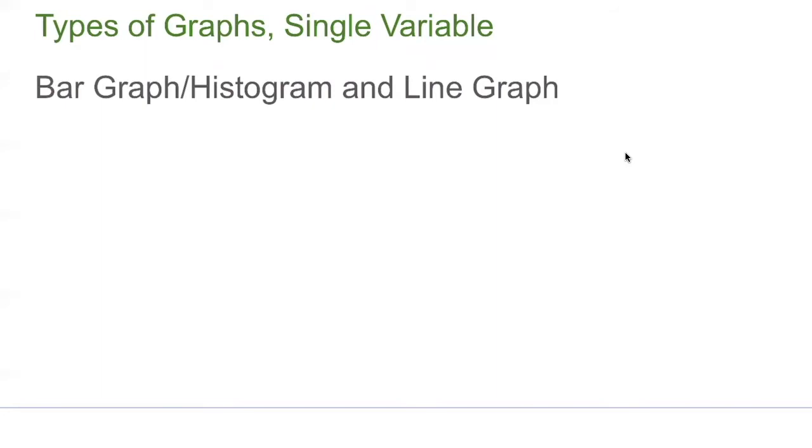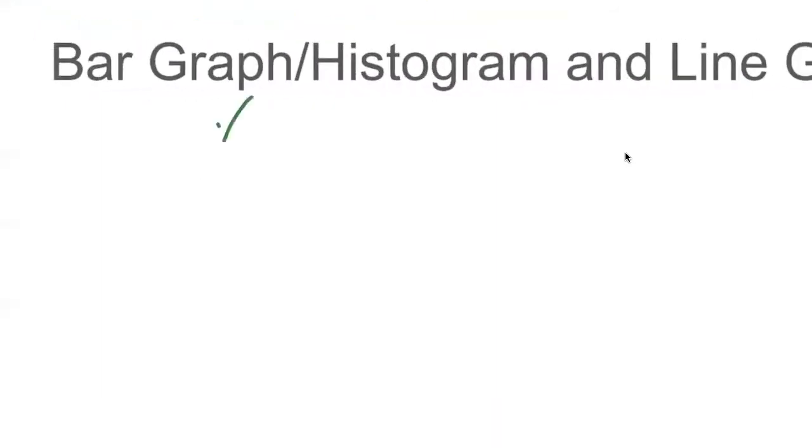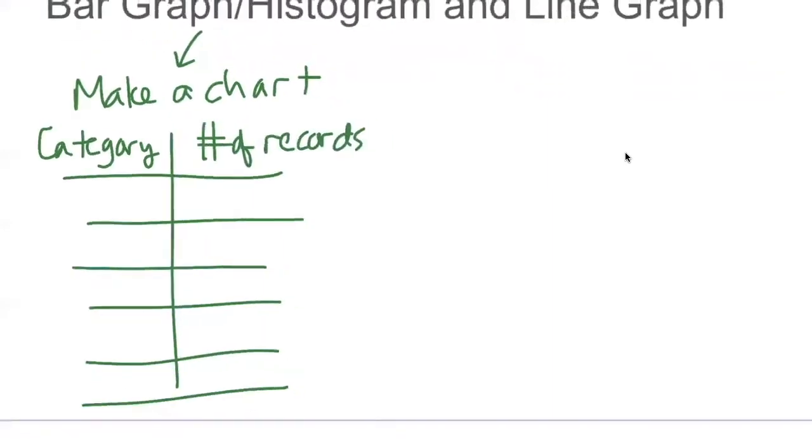There's a bit of a difference between a bar graph and a histogram, and I'm not going to get into it for this course, but the idea is if you have categorical data, you're drawing a bar graph and you'd be counting up how many individuals, how many records fall into each category. So you make this chart where you've got the category and the number of records.